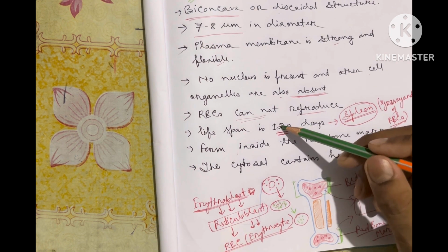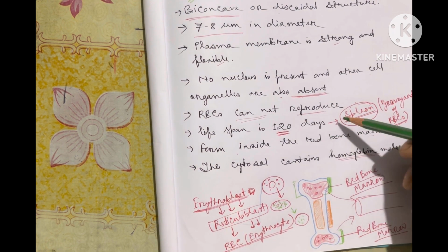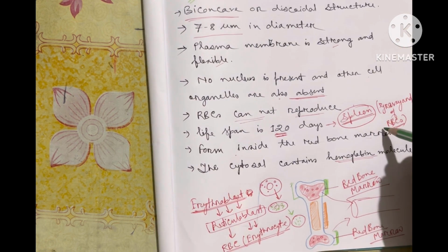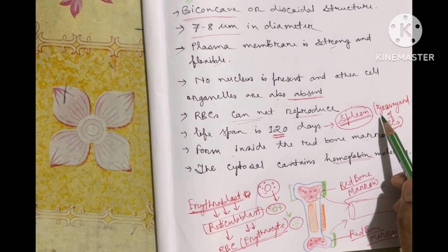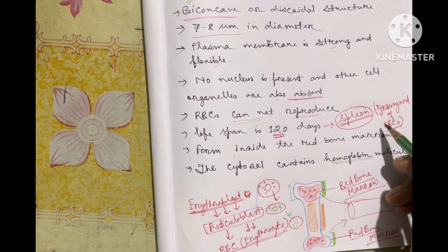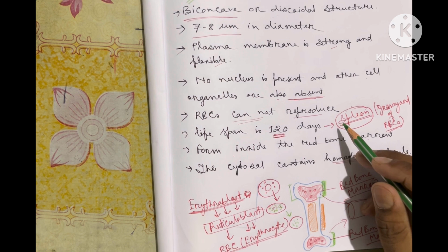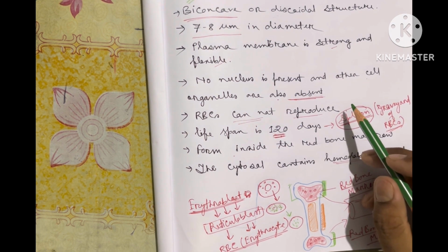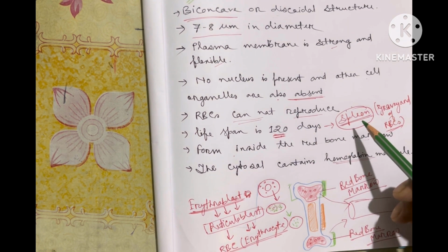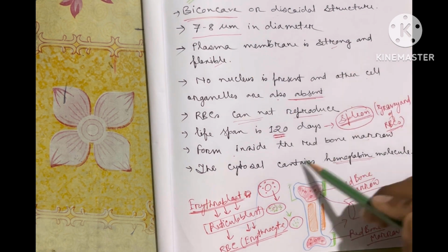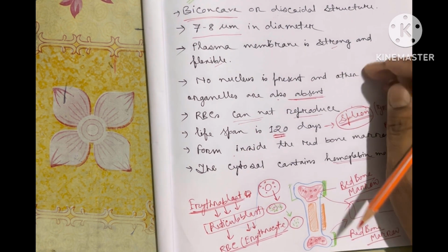And after 120 days, where will our RBCs go? RBCs will go directly to our spleen, which is also called the graveyard of our RBCs. Inside that spleen, our RBC will be destroyed. And those hemoglobin molecules will be sent back to the liver. So hemoglobins are destroyed inside the liver, and the RBC cell is destroyed inside our spleen. So this is the overall information on the anatomy of our RBC.